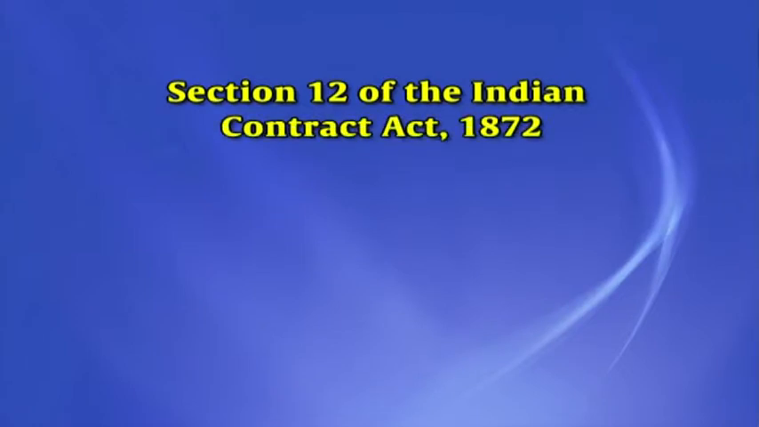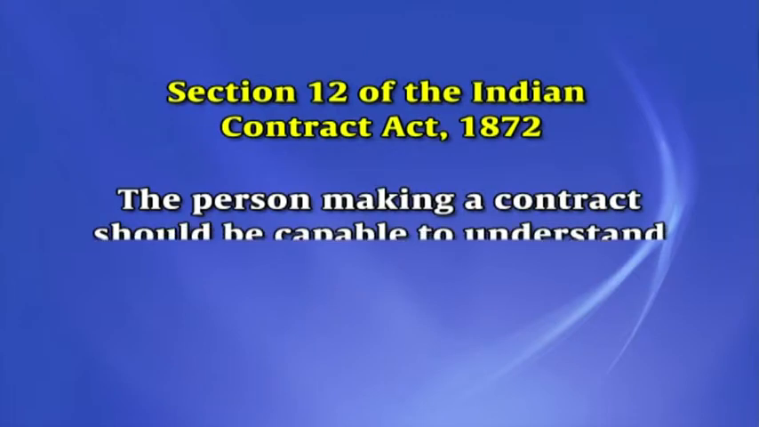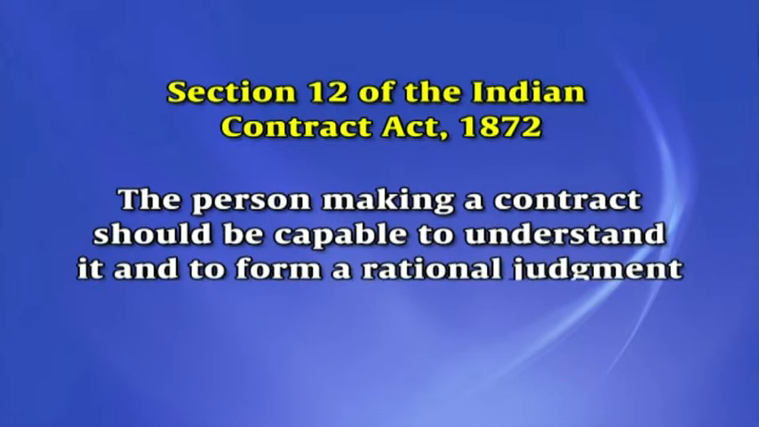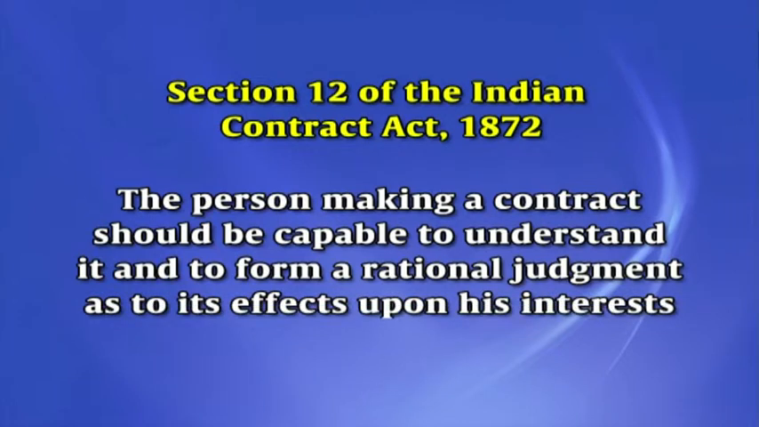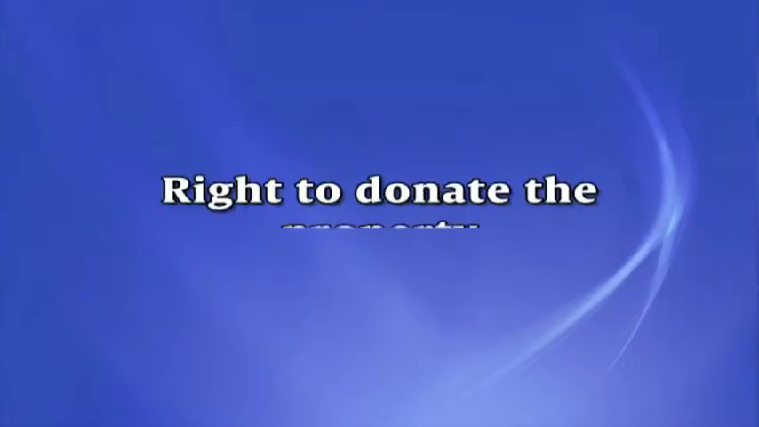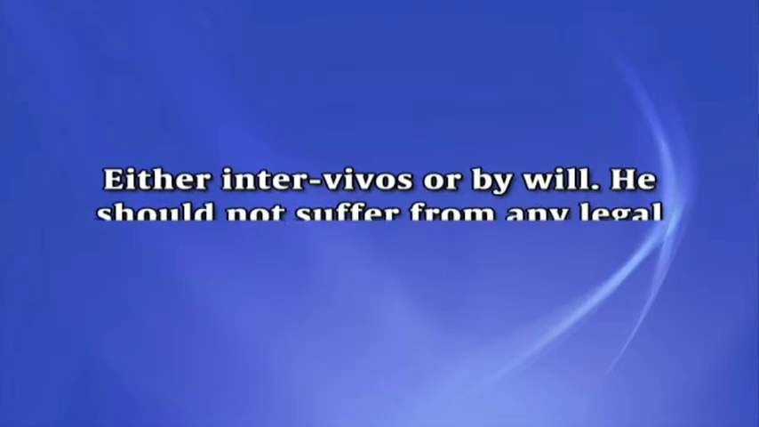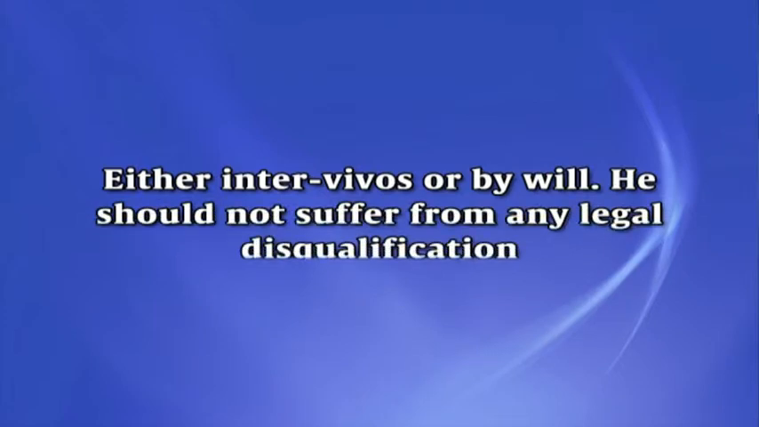Section 12 of the Indian Contract Act 1872 provides that the person making a contract should be capable to understand it and to form a rational judgment as to its effects upon his interests. Third is the right to donate the property. The person must have right to gift his property either inter vivos or by will. He should not suffer from any legal disqualification.